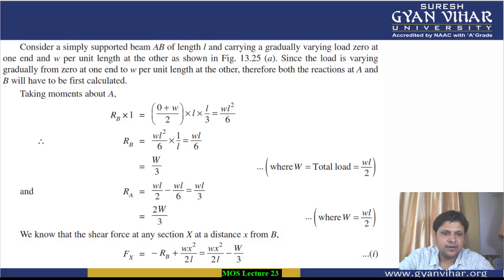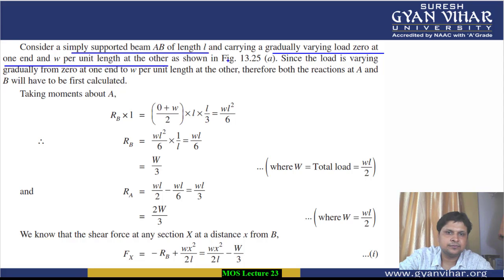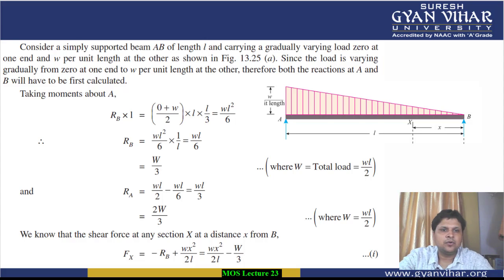First of all, let's consider a simply supported beam AB of length L, carrying a gradually varying load from 0 at one end to W per unit length at the other. Since the load is varying gradually, the reactions at A and B have to be calculated first. So how will we calculate them?